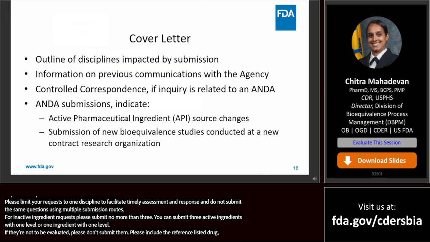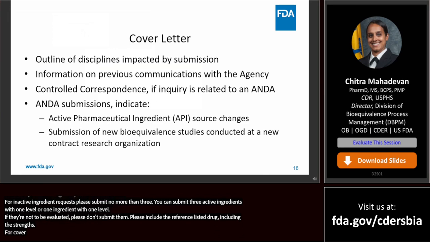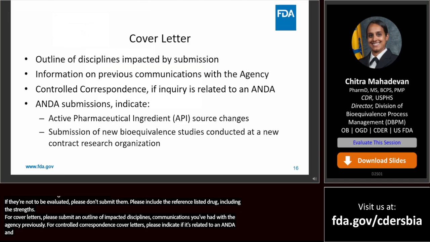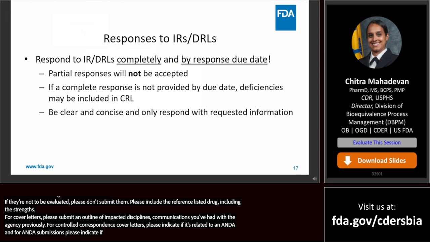For cover letters, please submit an outline of impacted disciplines, information on any previous communications you've had with the agency, such as related control correspondence or pre-ANDA meetings. For control correspondence cover letters, please indicate whether the inquiry is related to an ANDA. And for ANDA submissions, please indicate in the cover letter if there is an active pharmaceutical ingredient source change or submission of new bioequivalence studies conducted at a new contract research organization.